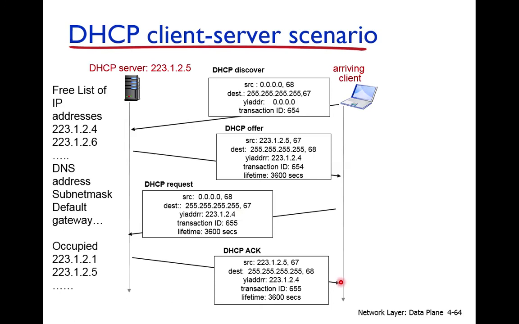When this is received, now the client has the IP address 223.1.2.4. Along with the IP address, it also receives the subnet mask of this network, it also receives the DNS address, and it also receives the default gateway in this network, okay. So all these things are sent in the DHCP offer and DHCP acknowledgement message. This is how the DHCP protocol is used by the client and server to assign the IP address automatically to the client by the server, okay.